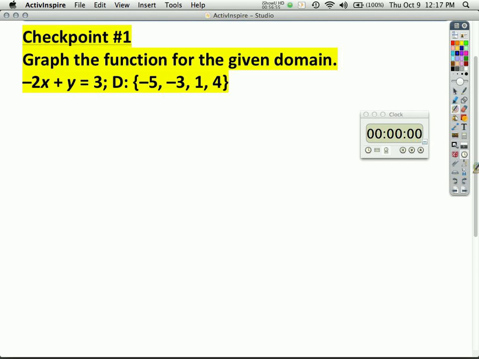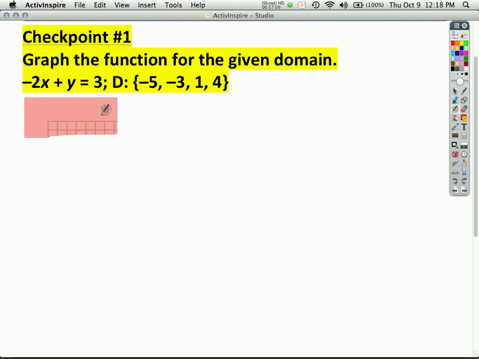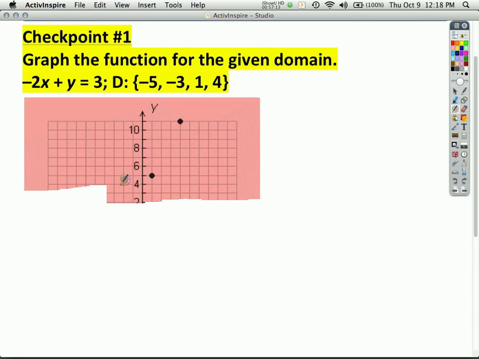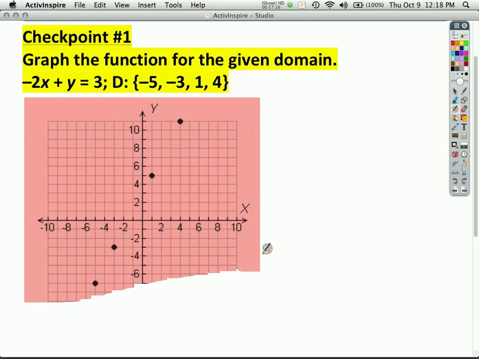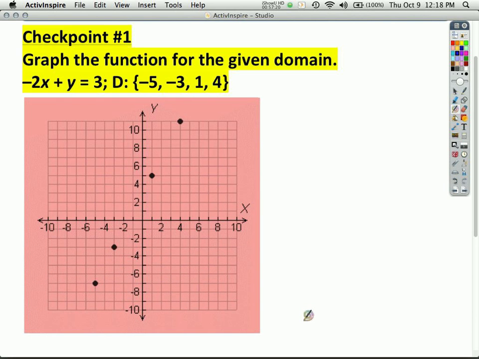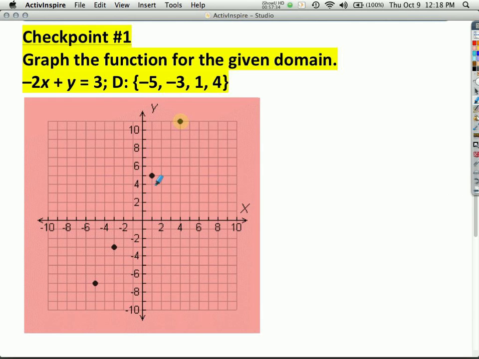All right, now we've had enough time. Pick up your colored pen and find out how you did. I'm going to reveal the graph so that you can see how you did. Here we go. That is what your graph should have looked like. To make sure that you have the correct points, here is what you should have had graphed: (4, 11), (1, 5), (-3, -3), and (-5, -7). Those were the 4 points that you should have figured out.